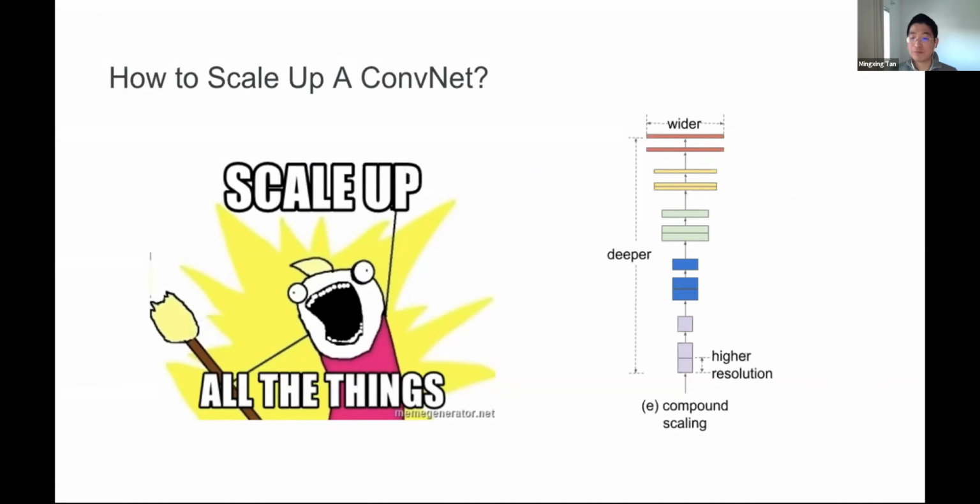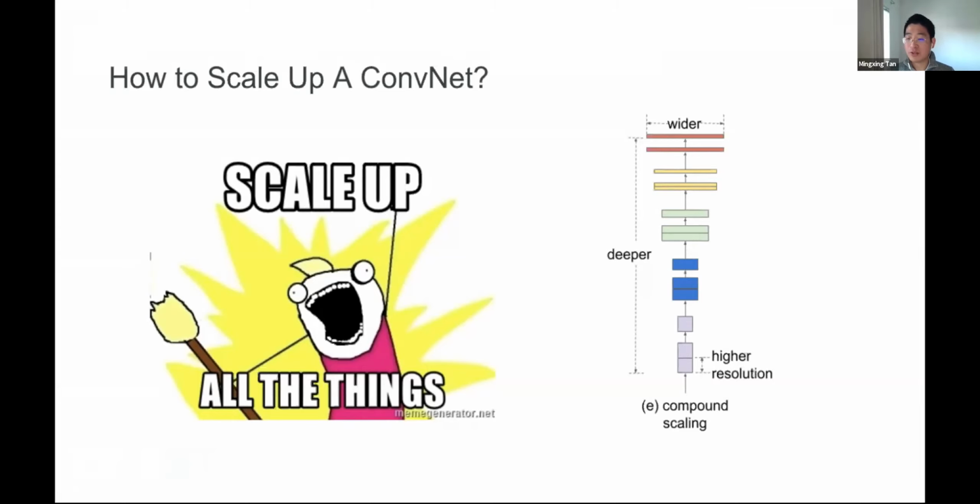So the solution is pretty simple. You need to scale them up all together. You need to scale up everything, basically. Based on this idea, we propose this compound scaling. Given a baseline, you can scale up all these different dimensions simultaneously to make it deeper, wider, and higher resolution.